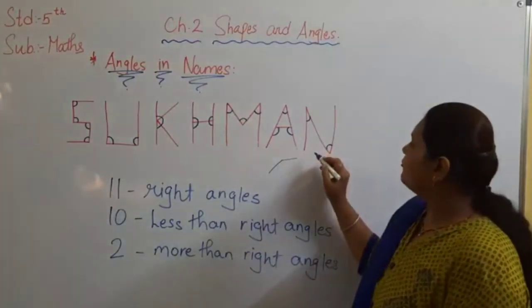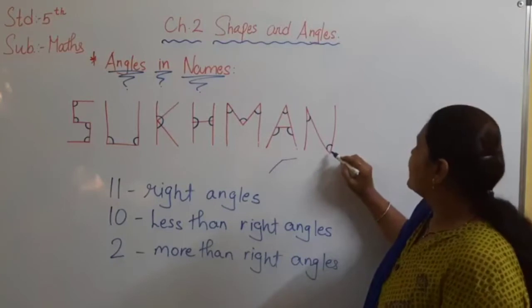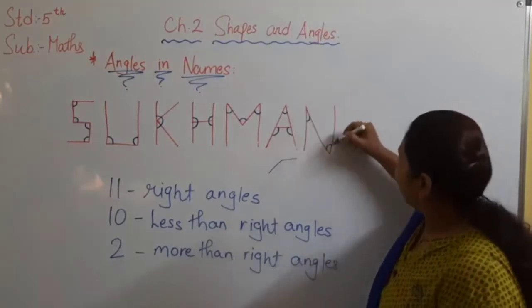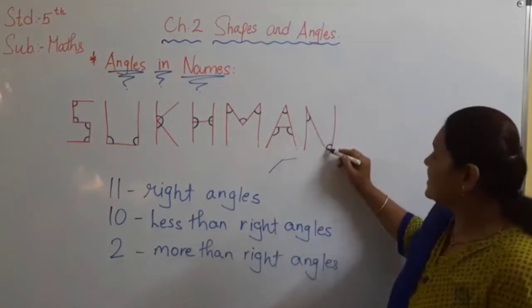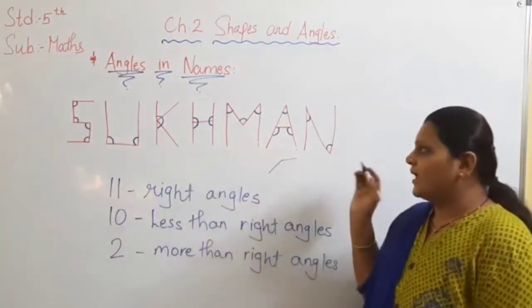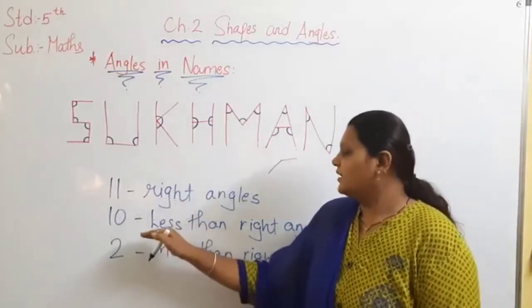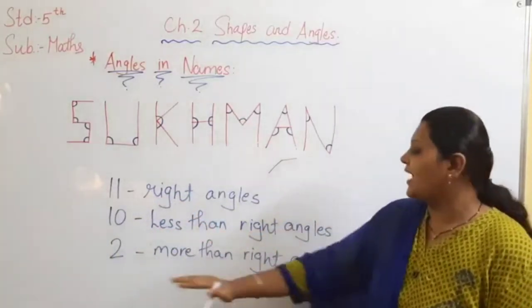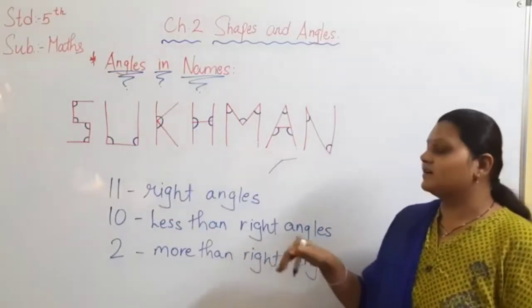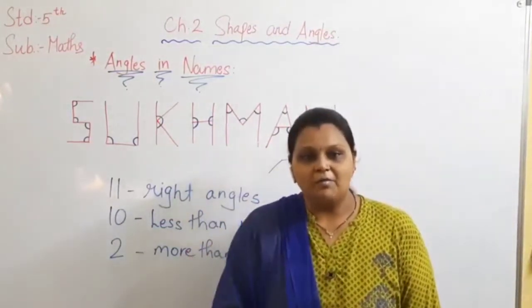Now taking the font N. N is having less than a right angle and this part also has less than a right angle. So in this name we can say that 11 right angles are there, 10 less than right angles and 2 more than right angles are there. You can do it for your name also.